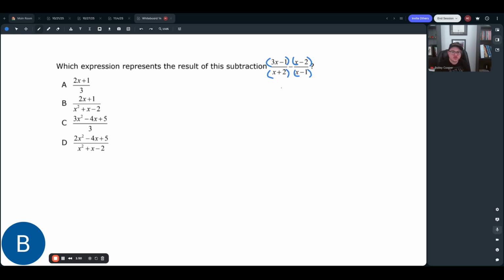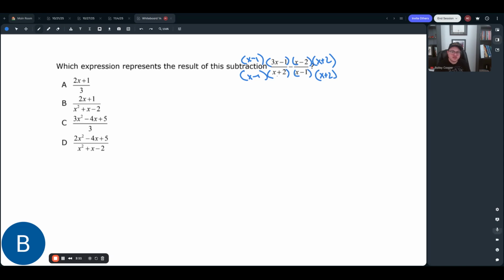So actually, in order to get a common denominator here, we're going to have to multiply the left term here by the entire thing, x minus 1. And we're going to have to multiply the right-hand side by the entire thing, x plus 2. And let's see what happens when we do that.